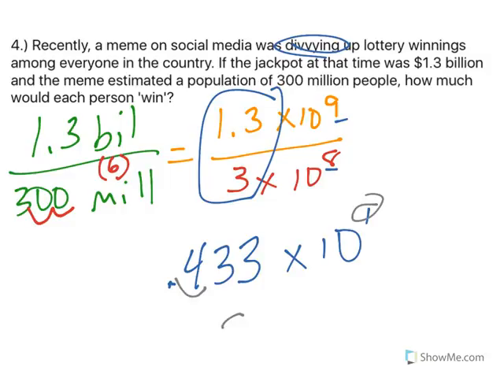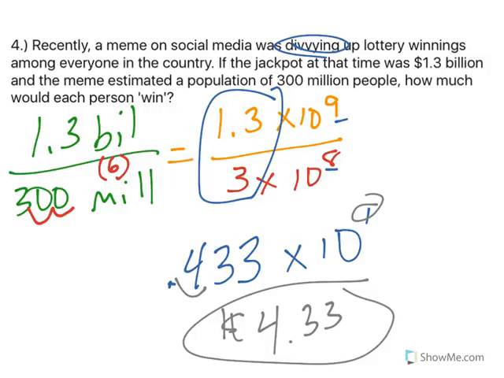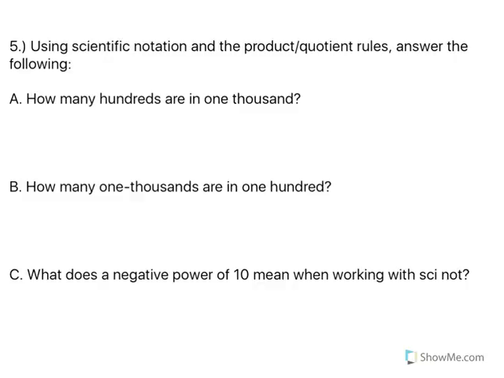One place, so boom, each person is going to win $4.33. Dude, I can't even eat at McDonald's for $4.33 these days. So it's not really going to work to split that 1.3 billion to the entire U.S. population. Number 5, using scientific notation and the product quotient rules, answer the following.